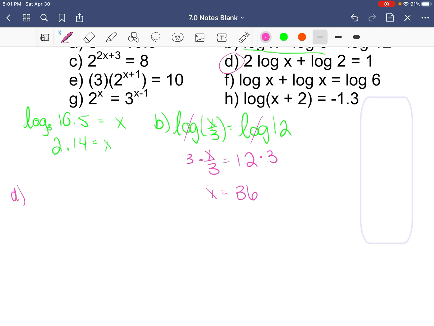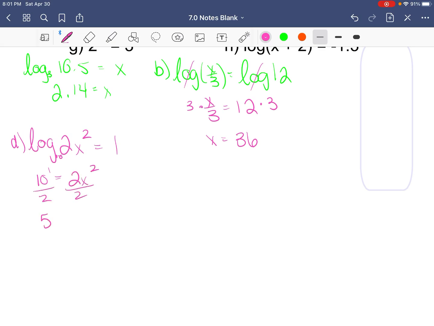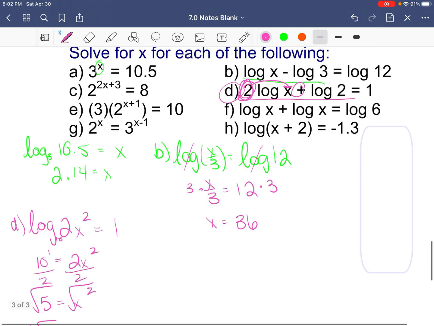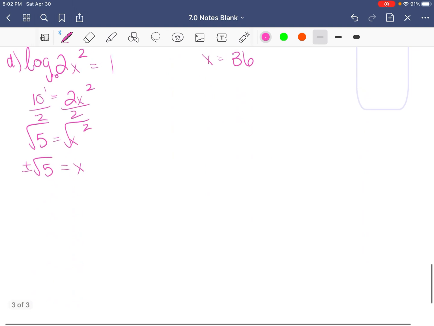Let's do D. So changing the look on this one, we have a 2 out front, which can become an exponent, and we are multiplying. So log 2x squared is equal to 1. I'm going to change the form. So we've got a base 10 here. So 10 to the power of 1 is equal to 2x squared. Divide both sides by 2. 5 is equal to x squared. We square root both sides. We get plus or minus root of 5 is equal to x. But we can't have a negative for our logarithm. So it would just be positive root of 5.